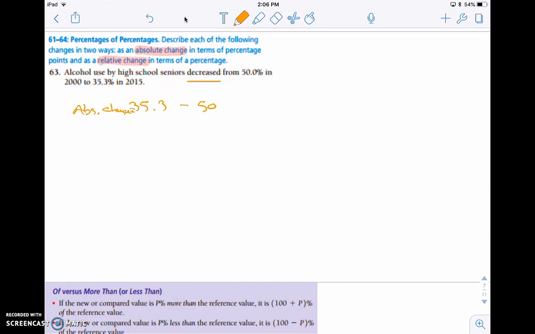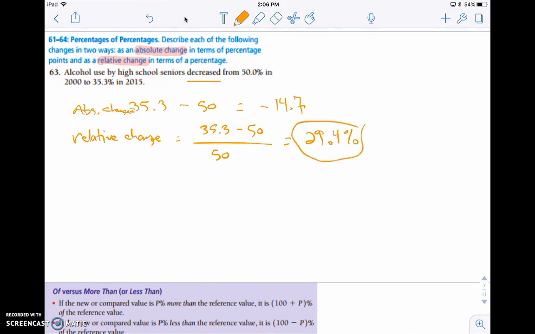Sorry, I didn't write out absolute change. So absolute change equals 35.3 minus 50, which is a negative 14.7. So we have negative 14.7 is our absolute change. Then our relative change is going to be equal to, again, 35.3 minus 50, all of that divided by our reference point, which was 50, and this turns out to be 29.4%. Okay, so negative 29.4%, because we decreased.